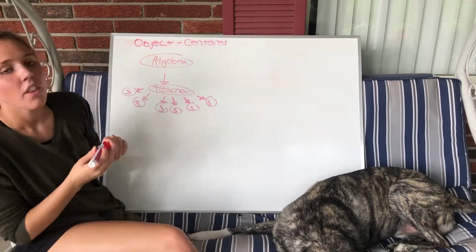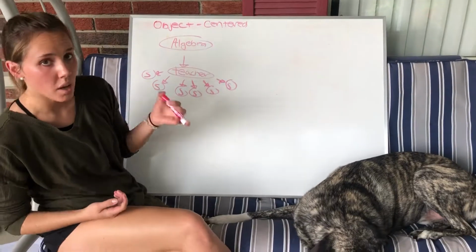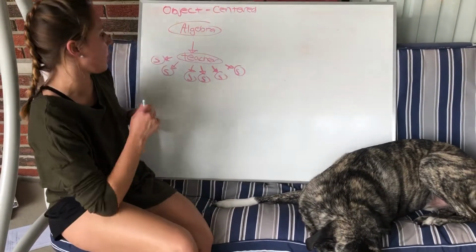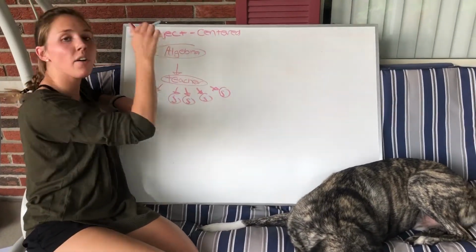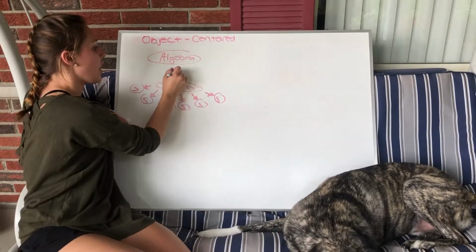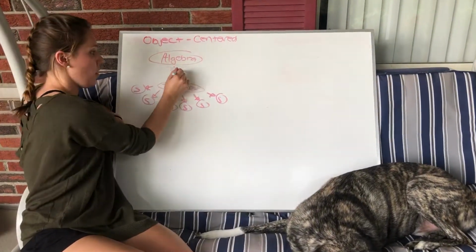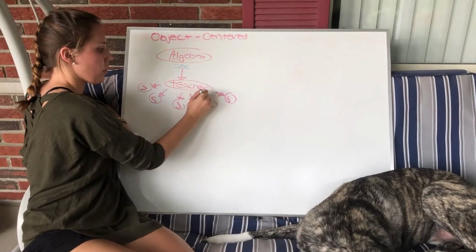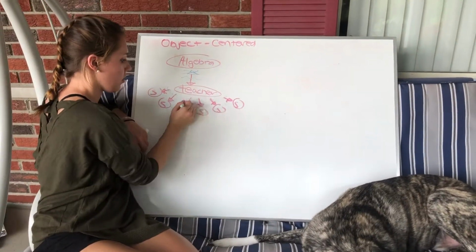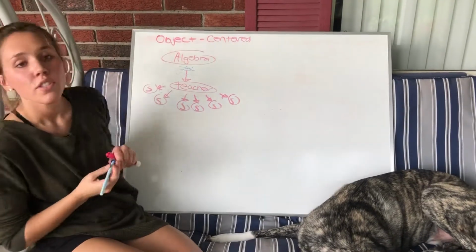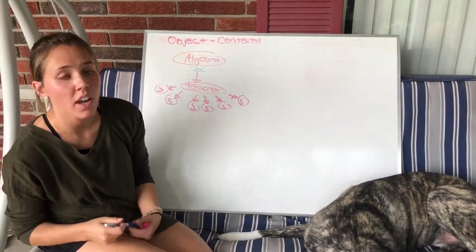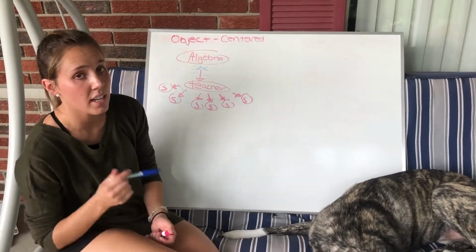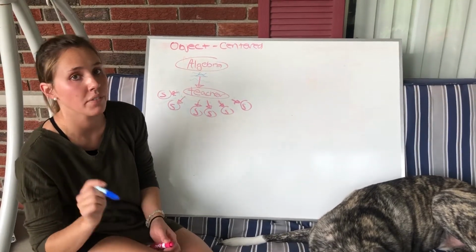Now, there are some setbacks, however, with object-centered models of learning. As you can see, the arrows are all pointing one way. We do not have any arrows that face up. So there is a little barrier here. Students cannot learn from each other, and teachers cannot learn from students in an object-centered model of learning.